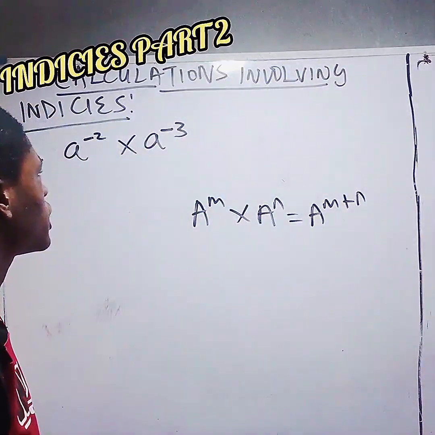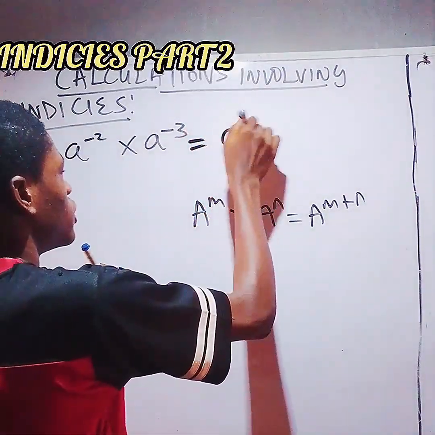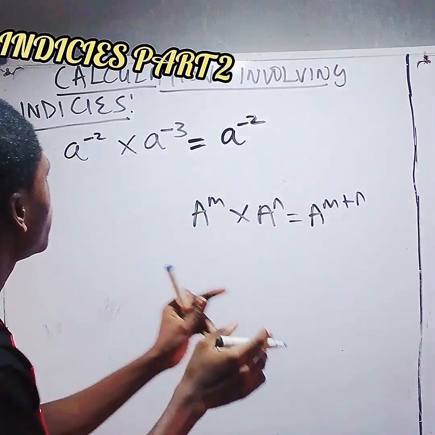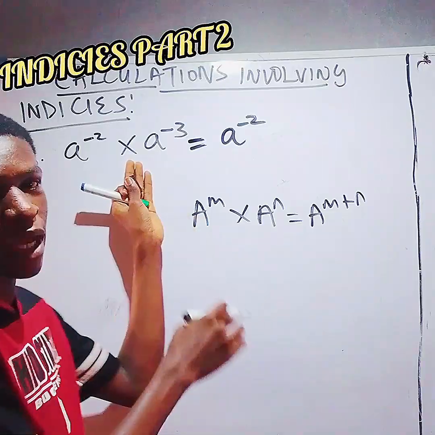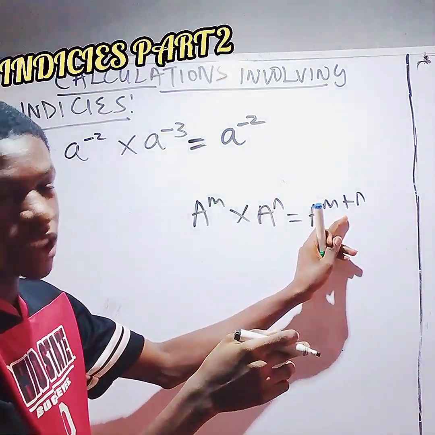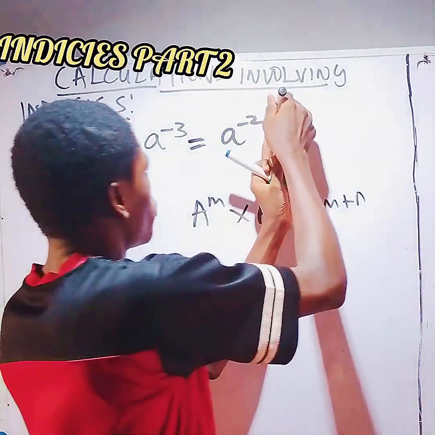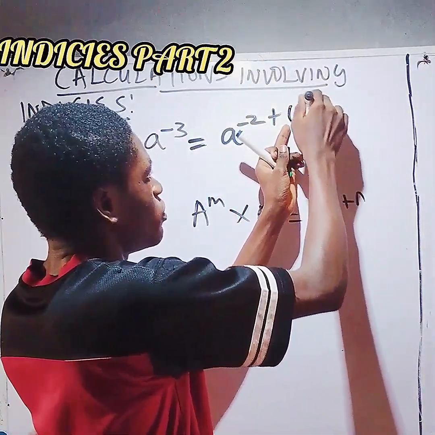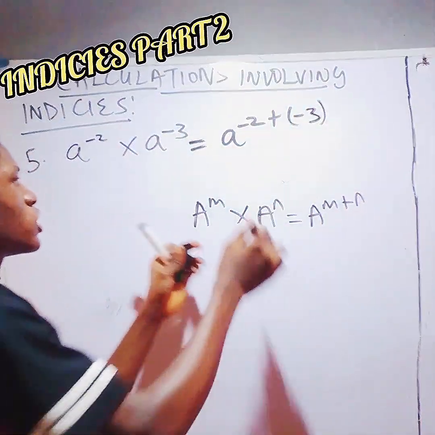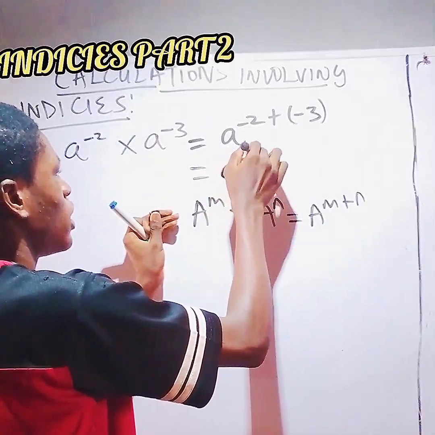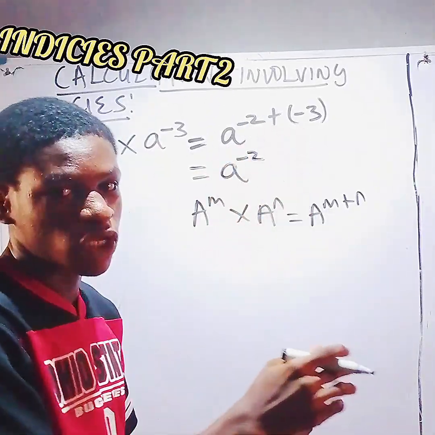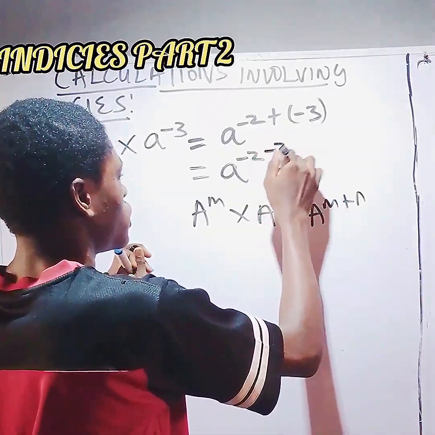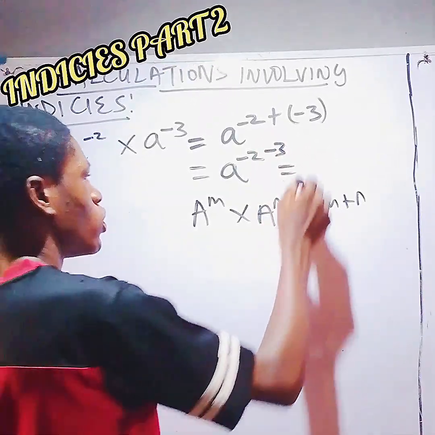So if I apply that here, I'll be having a raised to the power of minus 2. Now, the law said that when they are multiplied, their powers add up. So it means that I'll be having plus, then minus 3, just in a bracket as I told you the other time. So I have minus 2 plus minus, as I told you, when they join together, I have minus 3. Therefore, my final answer will be what?